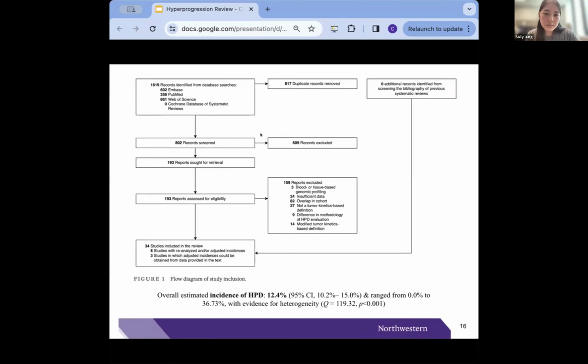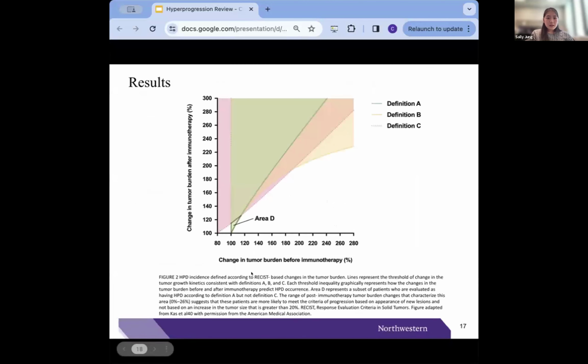So the overall estimated incidence of HPD was 12.4%, and ranged from 0% to 36.73%, with statistically significant evidence for heterogeneity. HPD incidence was compared across different definitions, both qualitatively and quantitatively. The graphical representation here, based on the threshold of change in tumor growth kinetics for each definition, revealed differences.